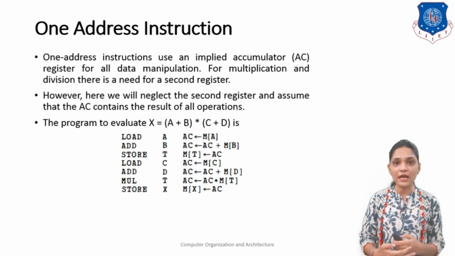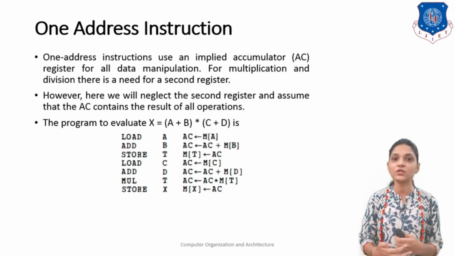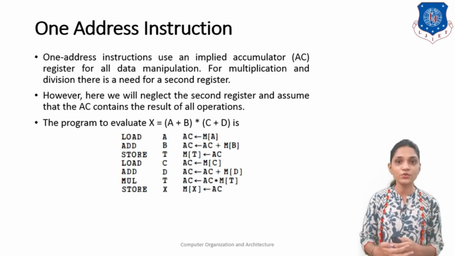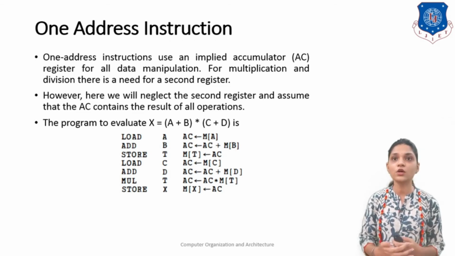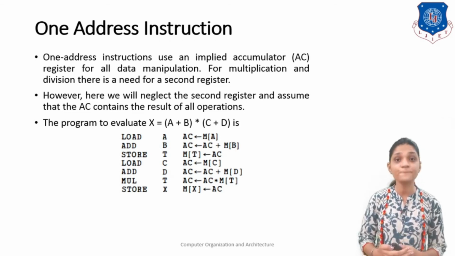Then we will use the MUL instruction. This instruction will multiply the content of location T and the accumulator, and the result is going to be stored in the accumulator. As our accumulator already contains C plus D, and temporary location T contains A plus B, the multiplication will be done. To store this result to the location X, we have to use the instruction STORE X.